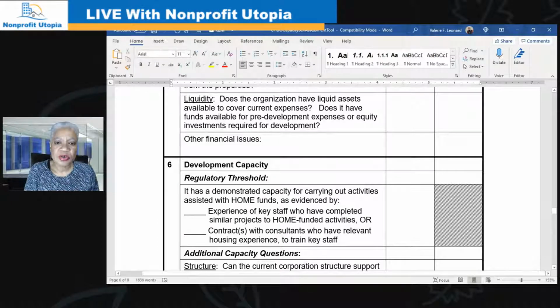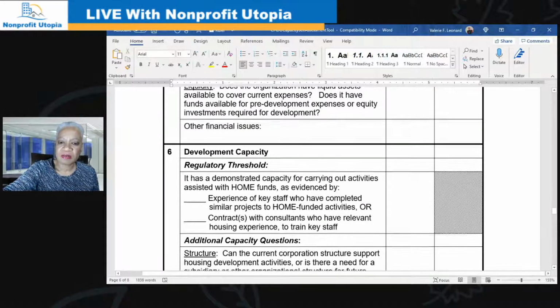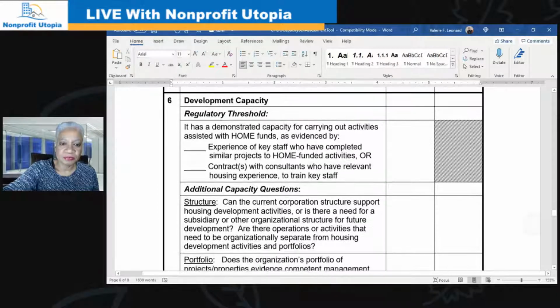Liquidity. Does the organization have liquid assets available to cover current expenses? So that would be things like cash, money market accounts. Does it have the funds available for pre-development expenses or equity investments required for development? And if you're not in real estate and if you're thinking about doing a business that will help the organization, a social enterprise, you'll ask yourself questions like, do you have the funds to do the research and development for this new venture?